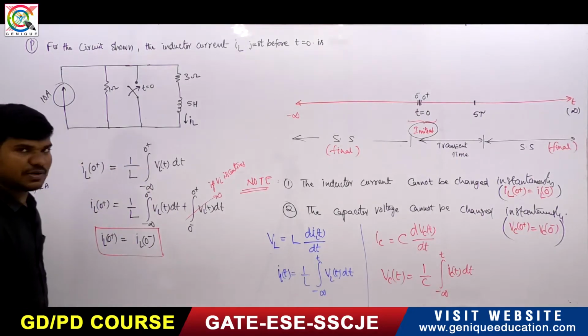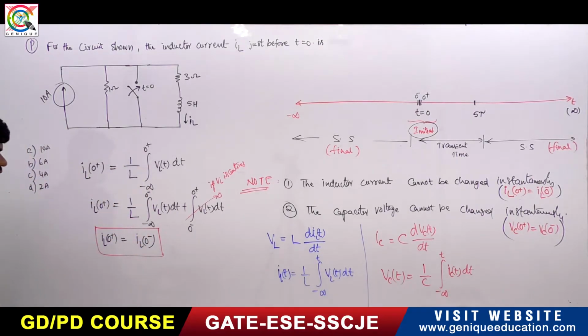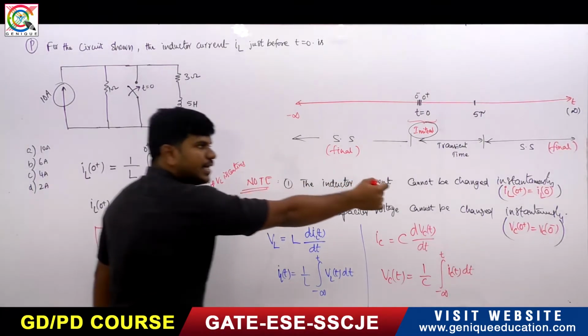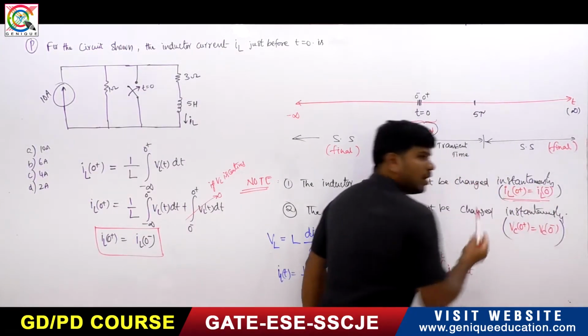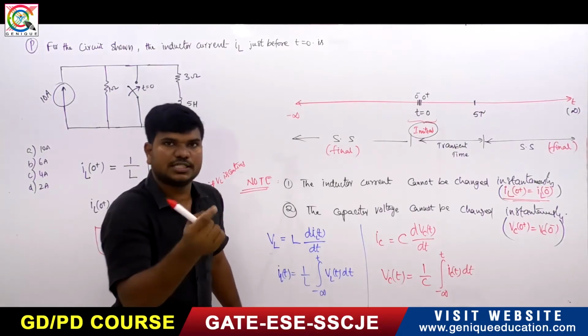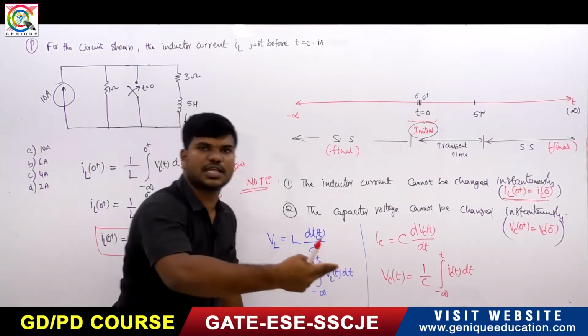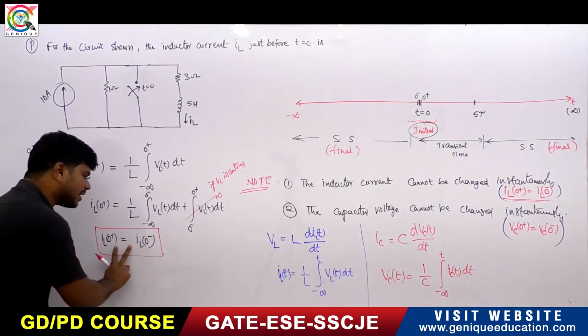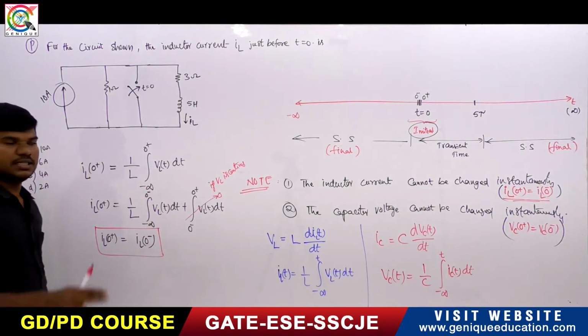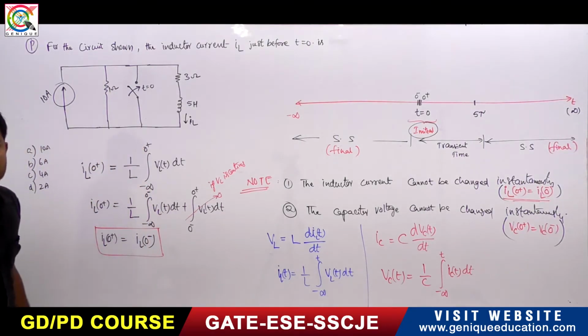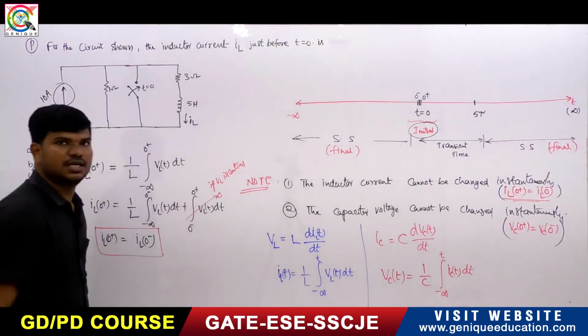IL(0+) is equal to IL(0-). So this is the point we have written here. Just before the switching and just after the switching, the inductor current remains the same. The inductor current remains the same. That is the point you have to notice.